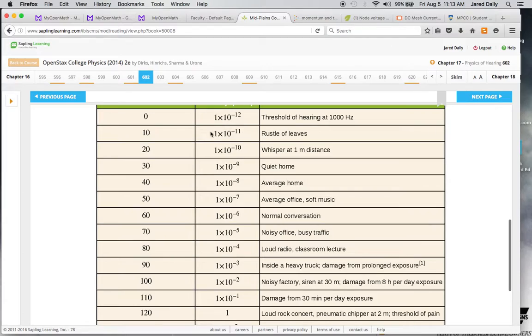A rustle of leaves is 10 times greater than that. It's 1 times 10 to the minus 11. A whisper at 1 meter distance, somebody's trying to whisper at you and they're sitting next to you or 2 chairs down from you or something like that.